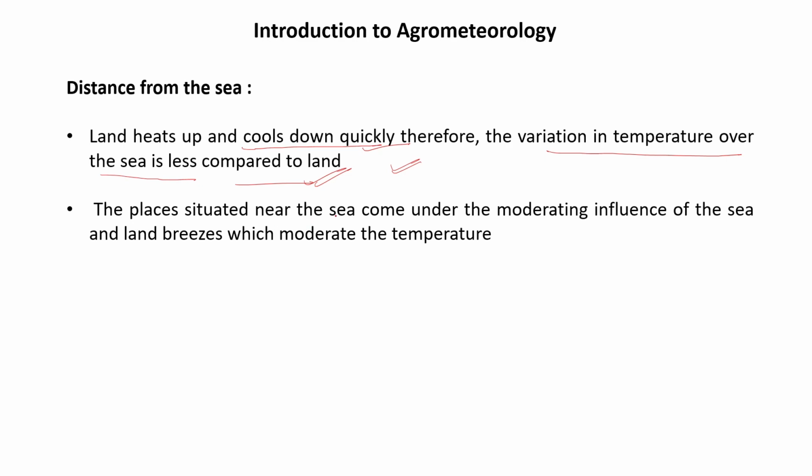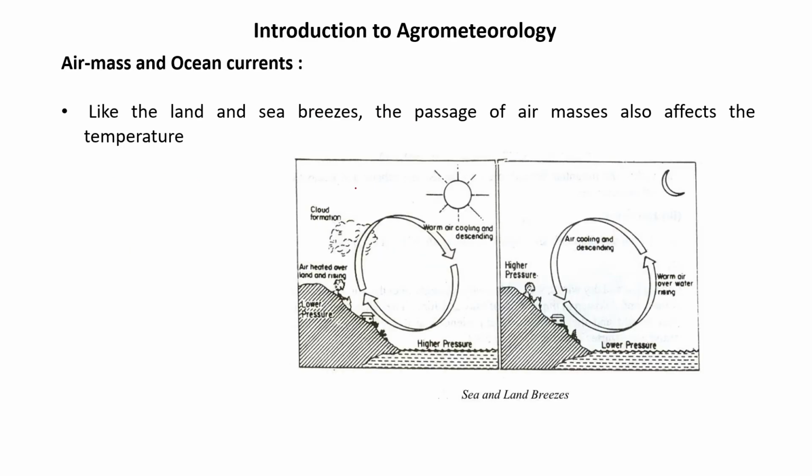The places situated near the sea come under the moderating influence of the sea and land breeze, which moderate the temperature. So here we can see the sea breeze and the land breeze. Air masses and ocean currents: like the land and sea breeze, the passage of air masses also affects the temperature.